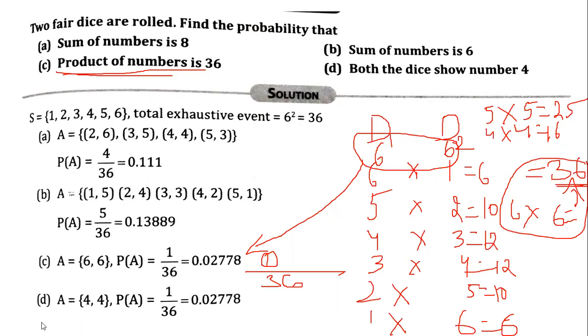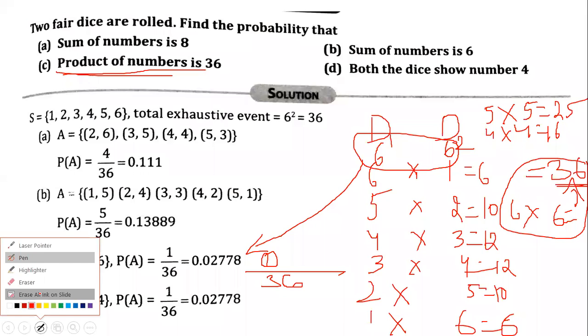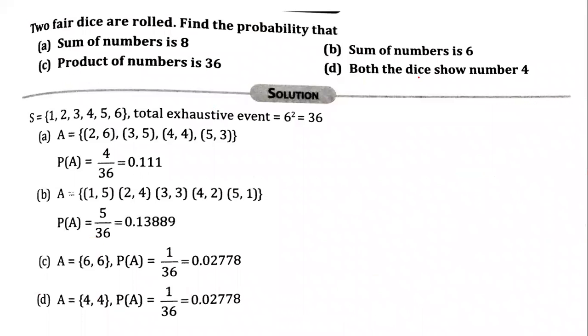Okay. Now, finally, the last one. Both the dice should show the number 4. So dice 1 should show the number 4, and dice 2 should also show the number 4, and this will be only one case, because dice 1 has only one 4 and dice 2 also has only one 4, right? So this is only one.